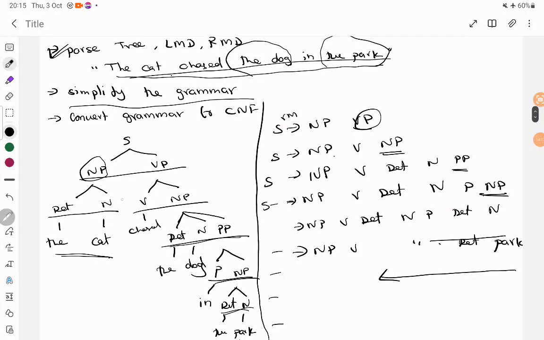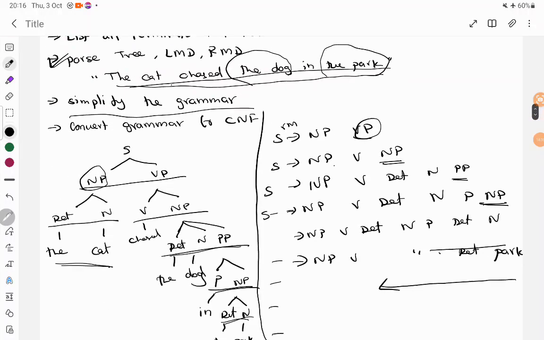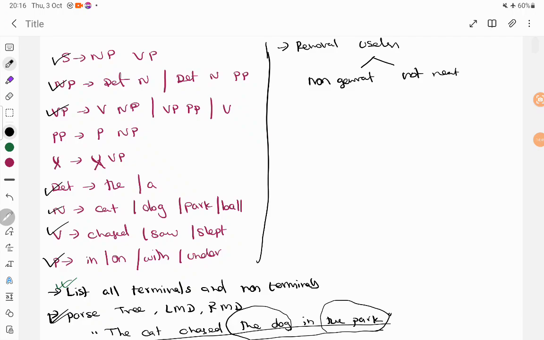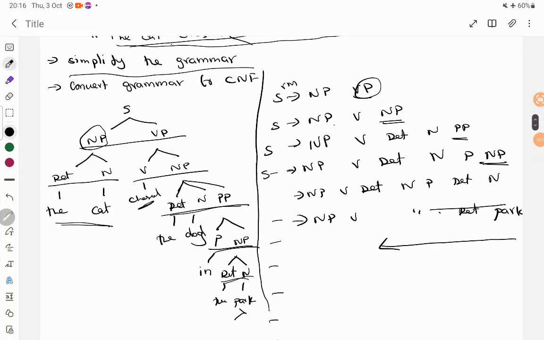Okay, your DET can be replaced with "the", N can be replaced with "cat" or "dog" or "park" or "ball". So all your production rules where you have a terminal symbol, these are all your terminal symbols. So when it derives to some leaf nodes, then we call that a deriving symbol. And again, VP can be substituted with something, and there also your parse tree stops. Your VP can be substituted with V and NP. And again, V can be substituted with "chased", and NP can be substituted with something. Anything that you substitute and your process stops.